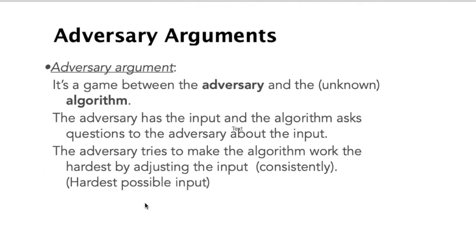The lower bound for adversary argument is computed by getting the least number of questions the algorithm must ask to the adversary.